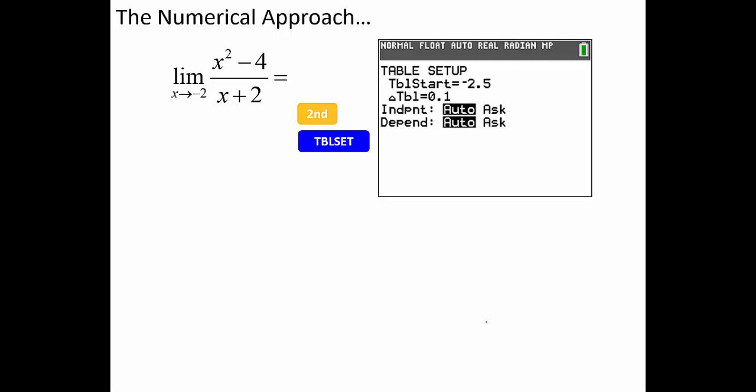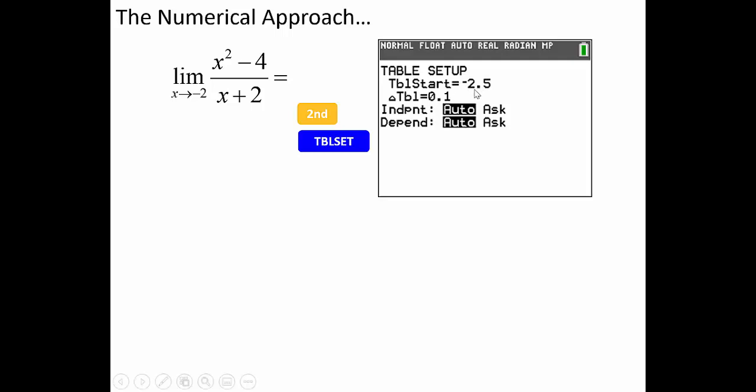And you have to tell the calculator where you want to start your table, and the little triangle there, again, that's the Greek letter delta, so the change in the table or the step size. So I'm going to tell my calculator to start counting at -2.5, which is a little bit to the left of -2, and I'm going to count by 0.1. Anytime you're evaluating a limit, you don't want to take large step sizes. A step size of 1 is huge when we're talking about limits. 0.1 is still actually pretty big, but it's small enough to be within reason.